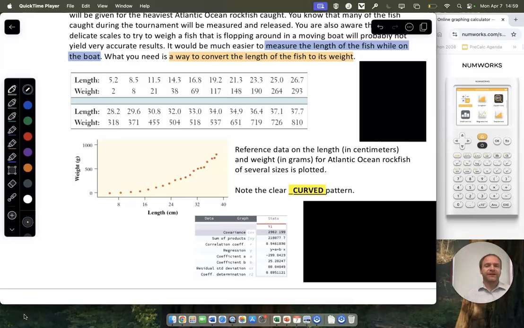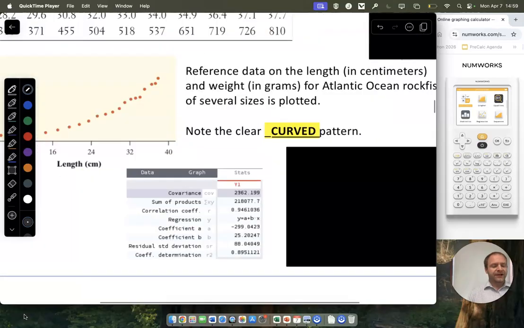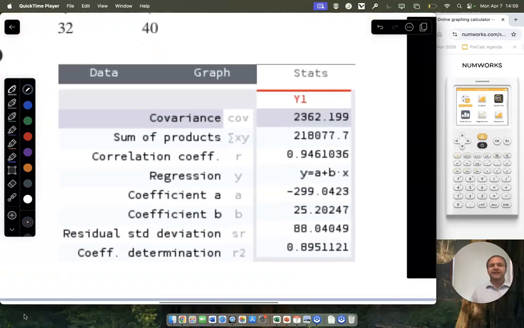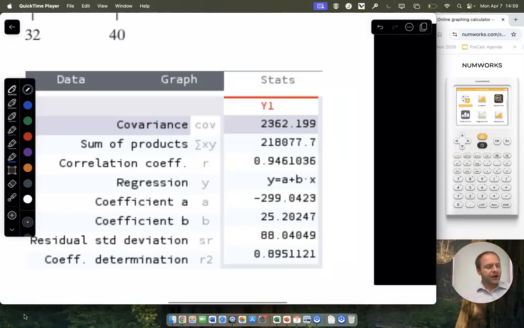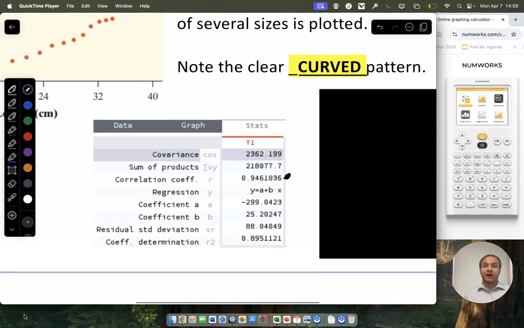I want to talk about a couple things here first. One big thing is I took all those numbers and inputted them in the NumWorks calculator, and I created the regression, and this is the information I got. If I look at this, I want to focus on one part: look at this R. R is 0.9461036. You may go, man, that's a strong R. That has a strong positive linear relationship.